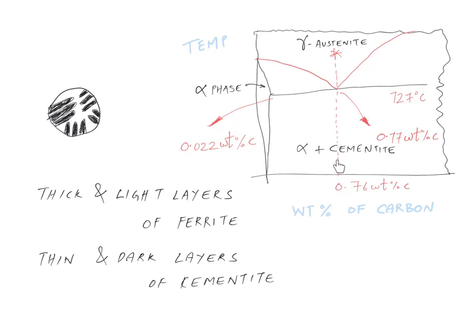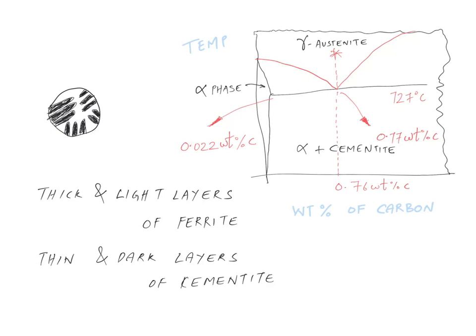Now let's say I'm bringing it to room temperature, then the resulting microstructure will look like this. It contains alternate layers of alpha and cementite. So the natural question arises, which one among these is alpha ferrite and which one is cementite? In this particular structure, these thick and light layers correspond to alpha ferrite and these thin and dark layers correspond to cementite.